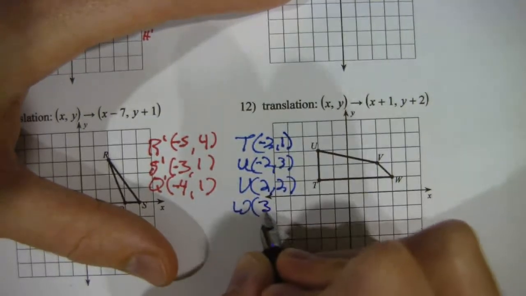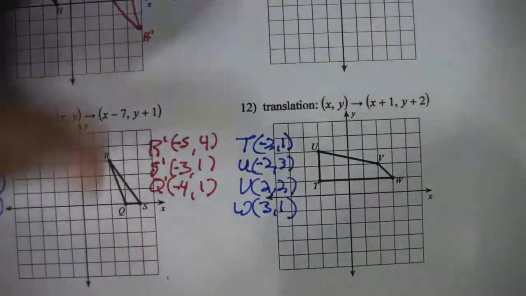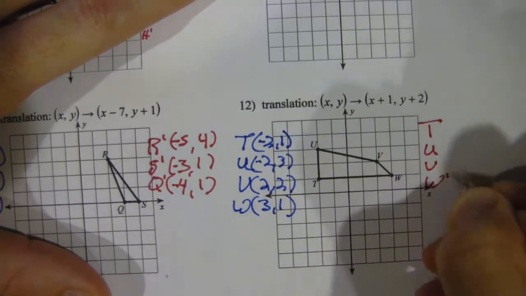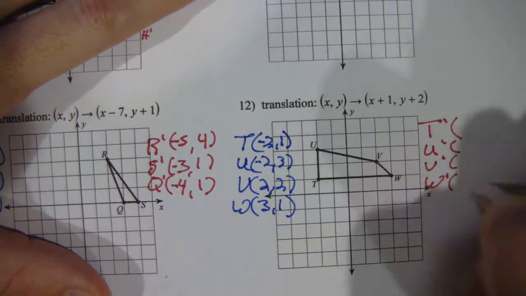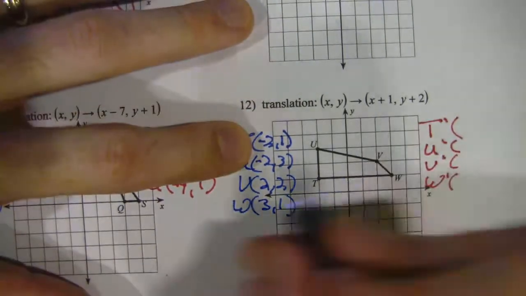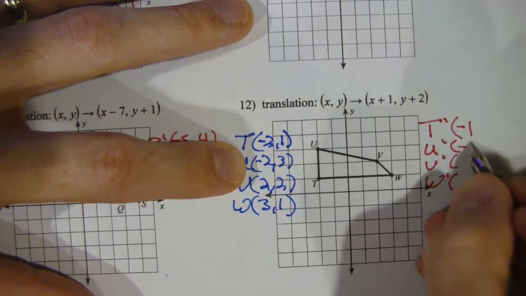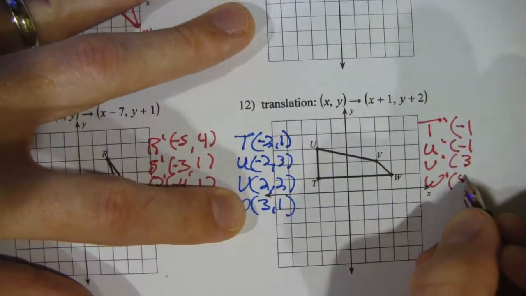All right, well, let's get all of our new coordinates on there. T, U, V, W, and let's get those primes going. There we go. So to x's, we add 1. So negative 1 plus 1 is negative 1. Negative 2 plus 1, negative 1. 2 plus 1 is 3. 3 plus 1, of course, is 4.